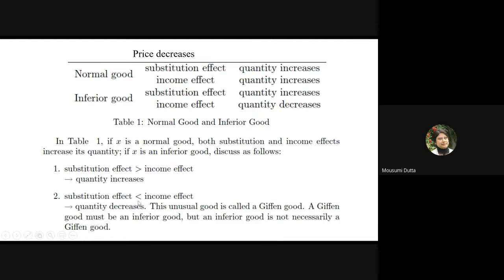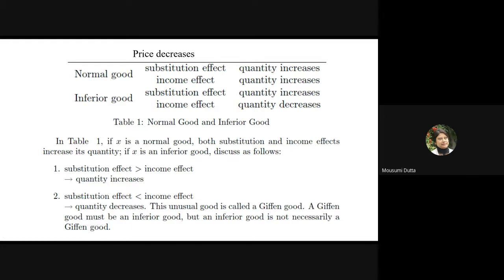On the other hand, if substitution effect is less than income effect, quantity decreases. So when price is decreasing, quantity is also decreasing. This unusual good is called Giffen good. A Giffen good must be an inferior good. However, remember that all inferior goods are not necessarily Giffen goods, because there are two other cases.